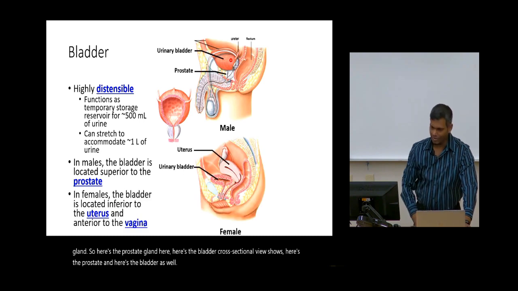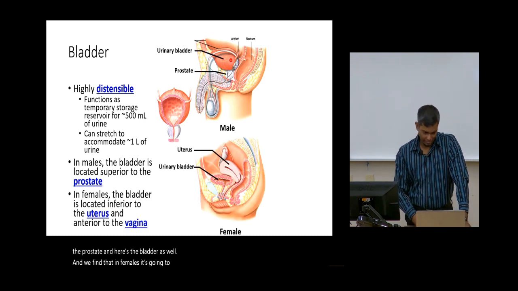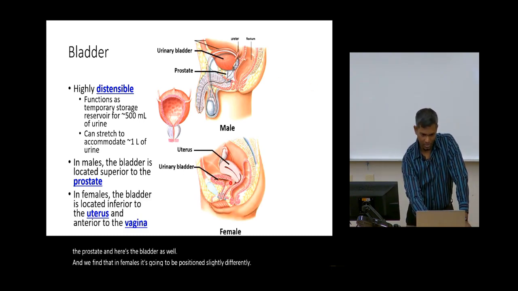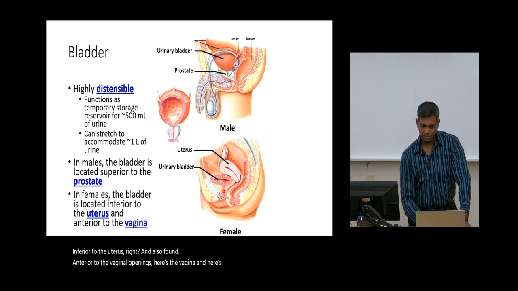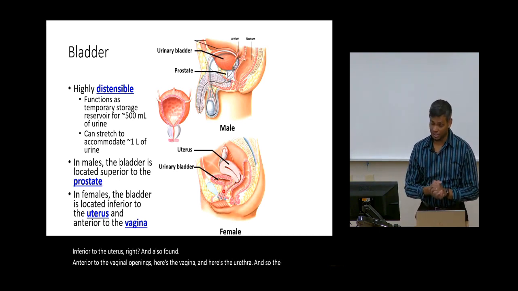And we find that in females, it's positioned slightly differently, because it will be found inferior to the uterus, right? And it's also found anterior to the vaginal opening. Here's the vagina and here's the urethra, and so the bladder will be found anterior to the vagina.